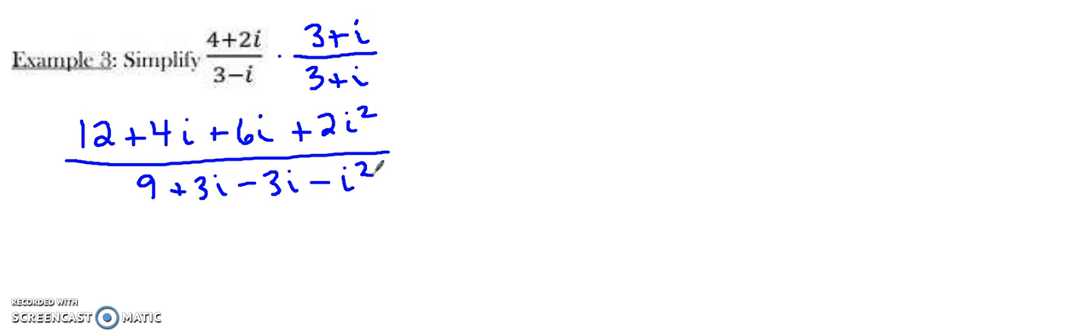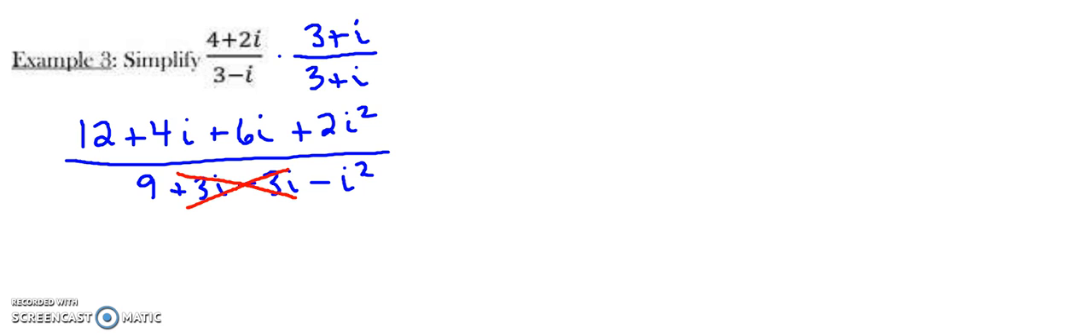Now realize, since we're multiplying by the conjugate, we could have just gone ahead and skipped the middle terms here and gone directly to 9 minus i squared. And as you get more comfortable with these, that's something that I would certainly suggest doing.